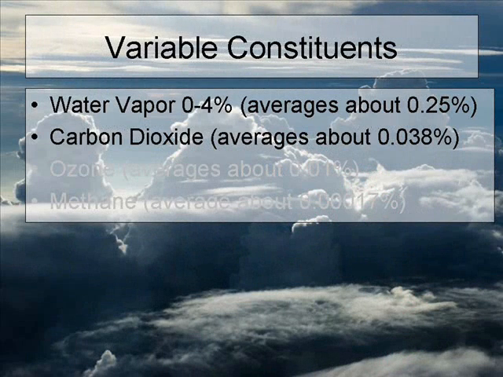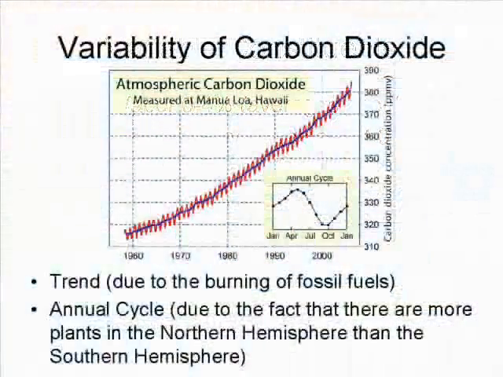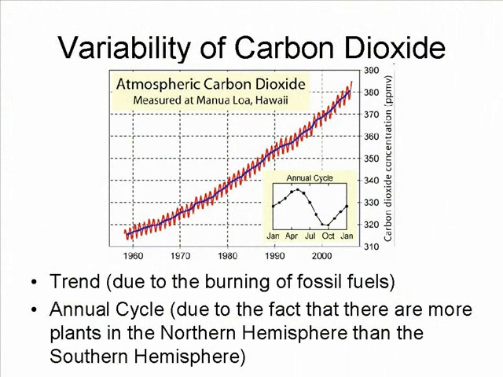If we switch to carbon dioxide, we can see that while the concentration varies quite a bit from place to place and from time to time, it averages about 0.038%. In what ways does carbon dioxide vary? Well, there are two basic factors here. There's a trend. If we look at this graph of carbon dioxide concentrations over the last 40 years, you can see that there's a big trend due to the burning of fossil fuels. As mankind burns fossil fuels, they emit carbon dioxide into the atmosphere.